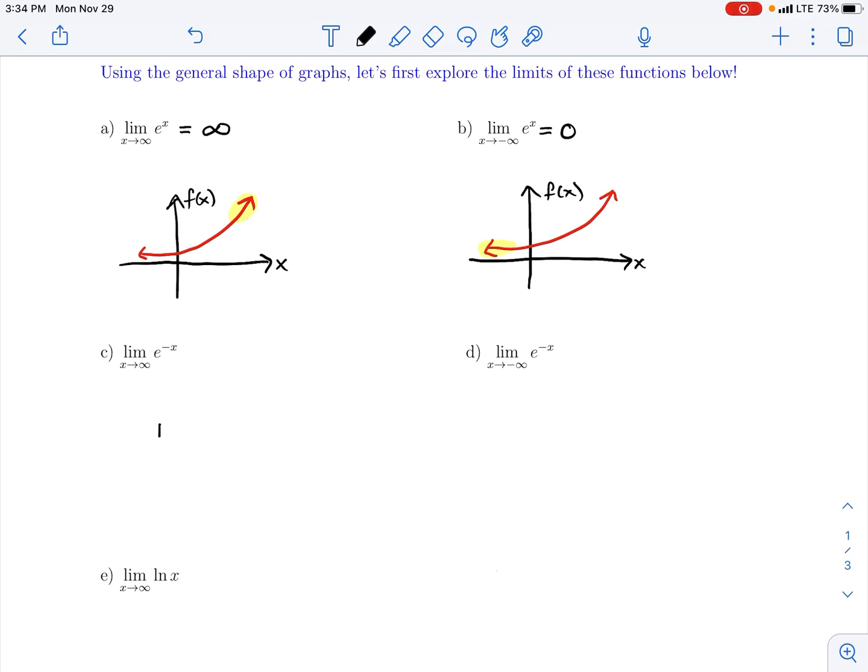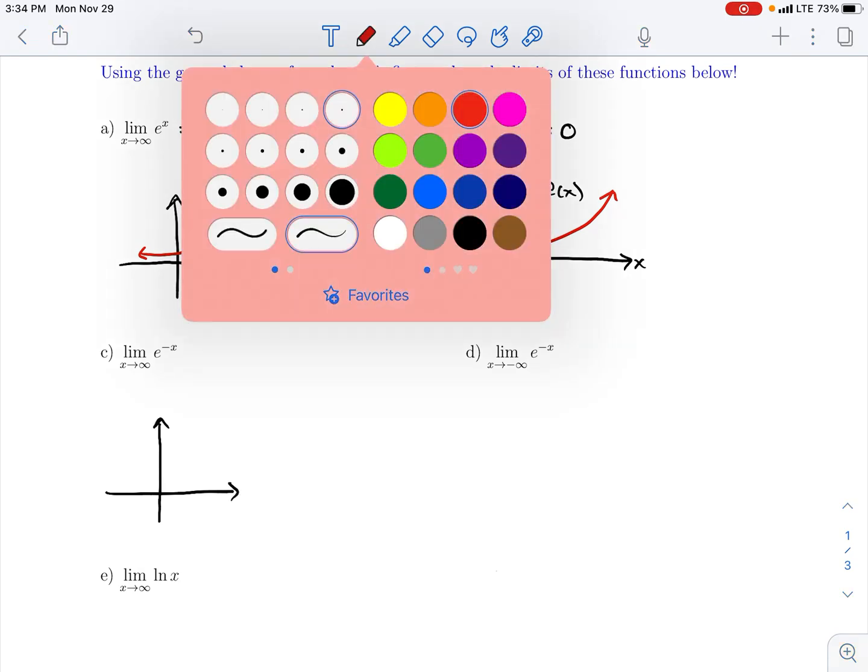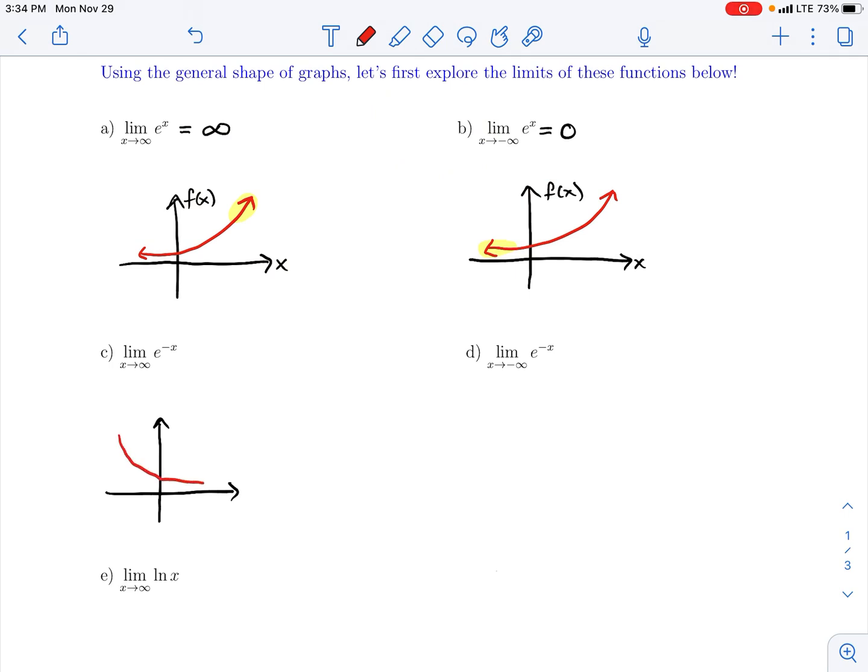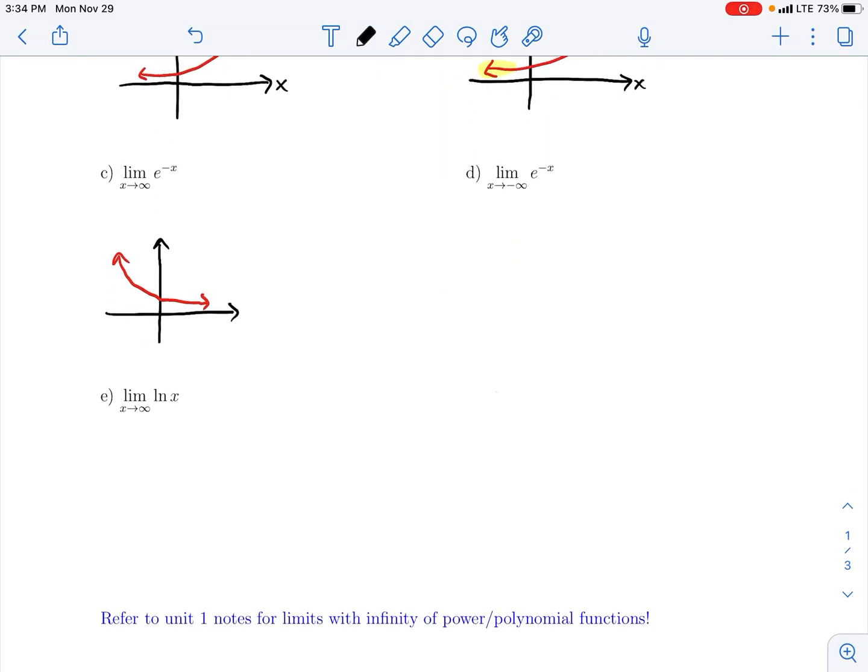Okay. Now I want to draw the general shape of e to the negative x. So e to the negative x is what we call an exponential decaying function. So the general shape for this graph looks something like this. Okay, and since we're also exploring it in part D, I'll just use the same graph here. So this is x, f of x, and then here's my general shape.